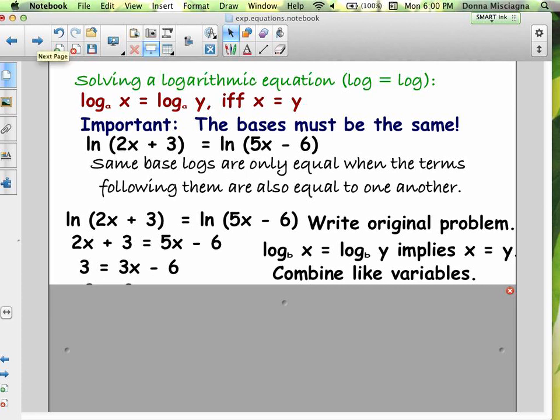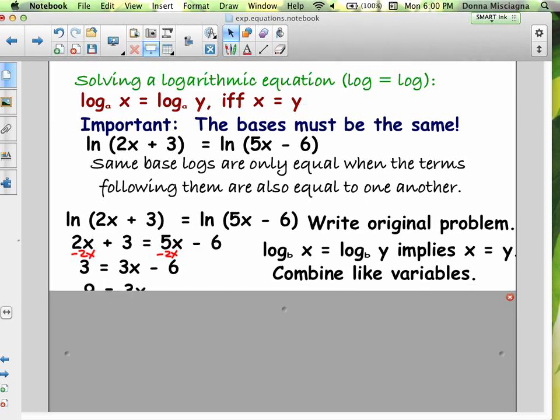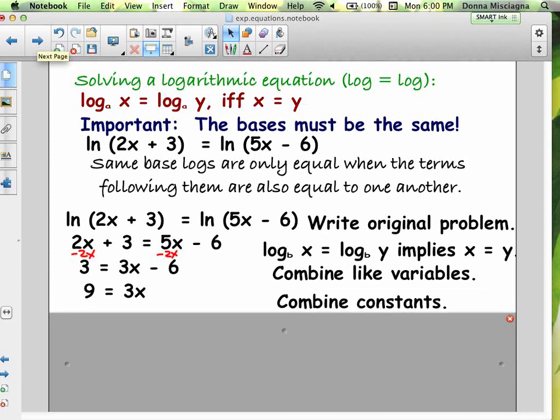Now we've got 3 equals 3x minus 6, and I'll actually just write it in there, just in case anyone had any questions of how we got to 3x minus 6. All right, so now we'll just add 6 to both sides to get variables on one side, constants on the other. We combine the like variables, we combine the constants, you just add 6 to both sides.